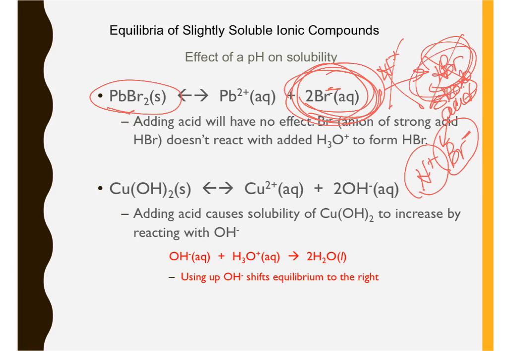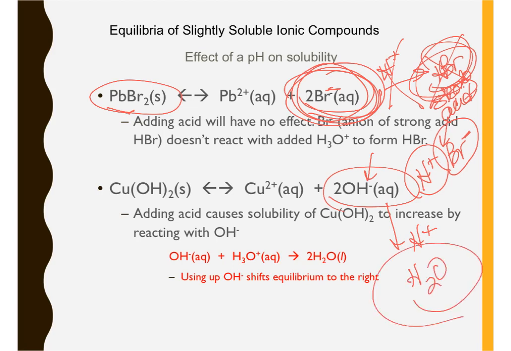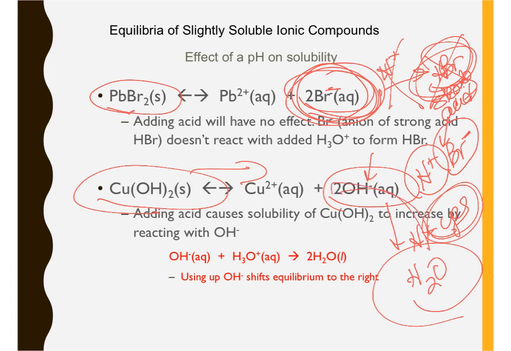Let's look at another one. We all know hydroxide's a base, right? Let's combine it with an acid. What do we get? We get water. Well, we know water is not a strong acid. It's very stable, so that's going to happen. And so copper(II) hydroxide will become more soluble if acid's dumped in, because the acid is going to remove one of its products.